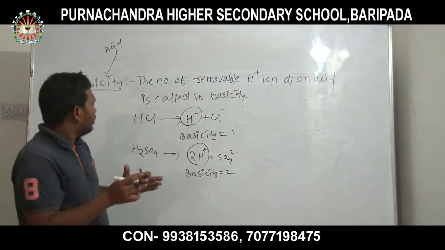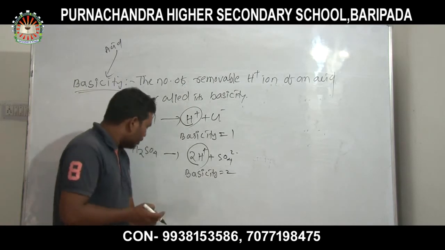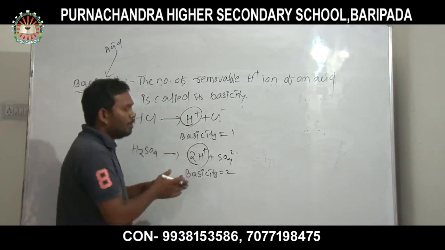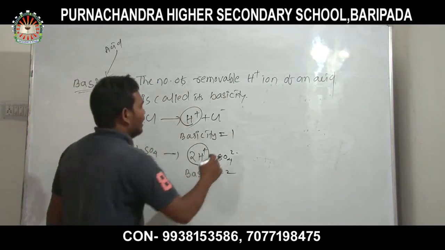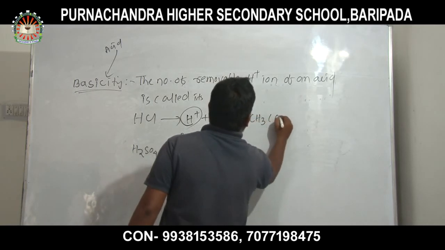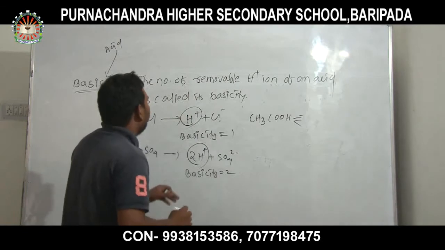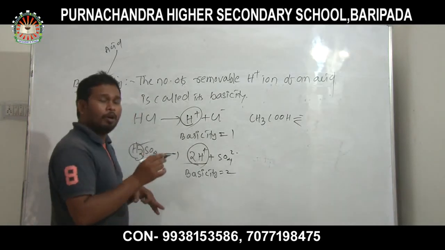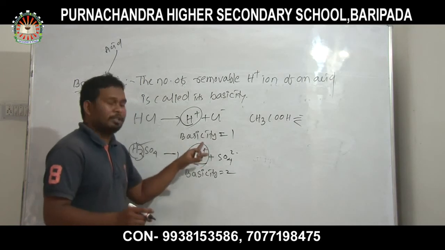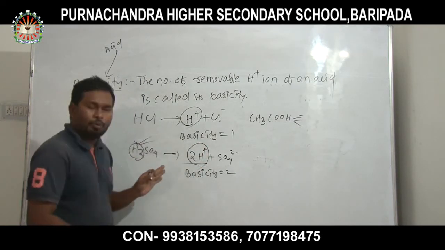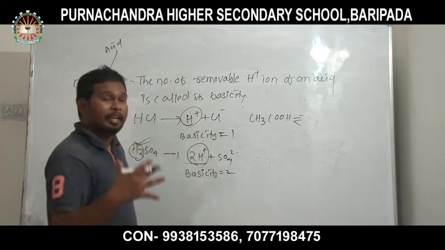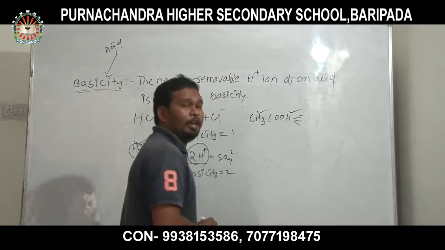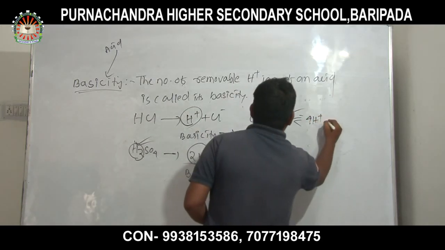In the previous class, it is difficult for students to calculate how many replaceable ions an acid has. For example, for H2SO4, the number of hydrogen atoms is 2, so when it dissociates, it gives 2 H plus ions. But in the case of acetic acid, CH3COOH, the difficulty arises because there are 4 hydrogen atoms present. Thus, one might simply write 4H.